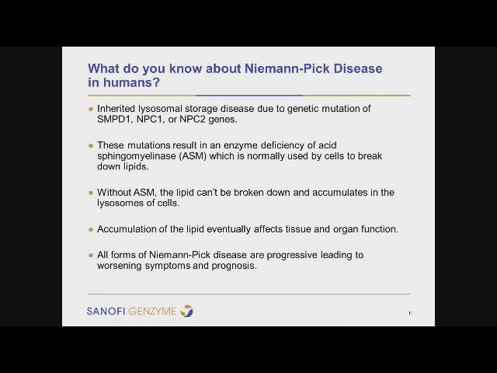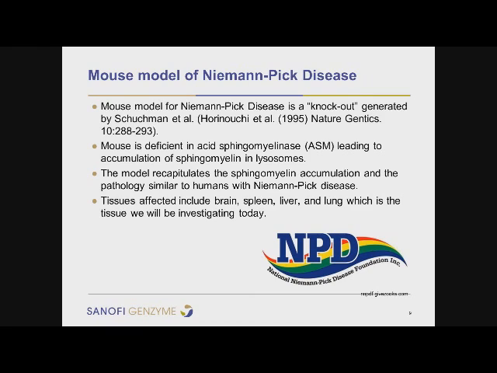Niemann-Pick is an inherited lysosomal storage disease, and it's due to the genetic mutation of these particular genes. These mutations result in an enzyme deficiency of what's known as ASM, or acid sphingomyelinase. It's normally used by cells to break down lipids. So without the ASM, the lipid can't be broken down, and it accumulates in those organelles called lysosomes in the cells. The accumulation eventually affects the tissue and organ function, and all forms of Niemann-Pick disease are progressive, leading to worsening symptoms and poor prognosis.